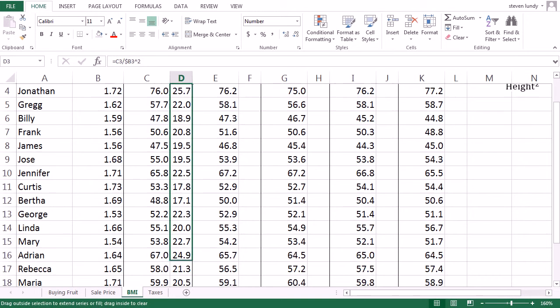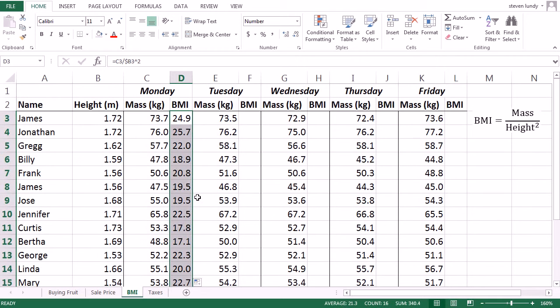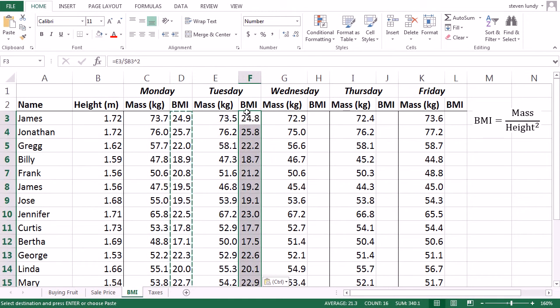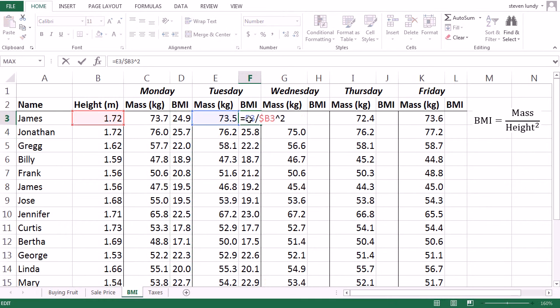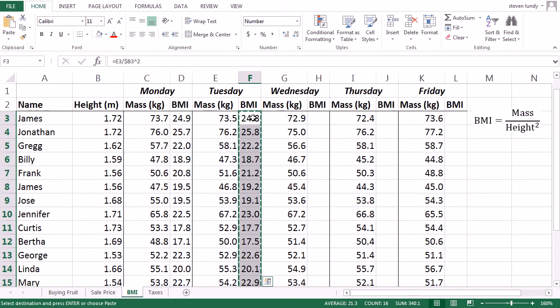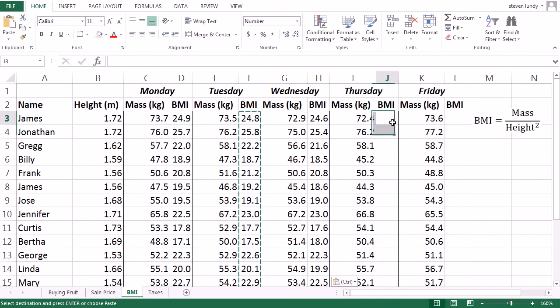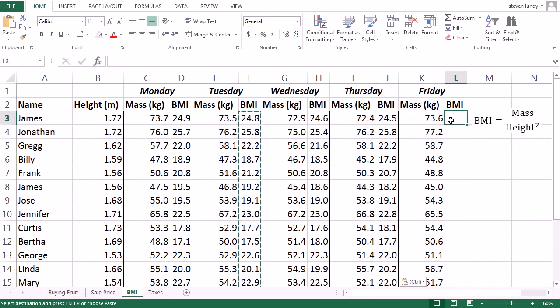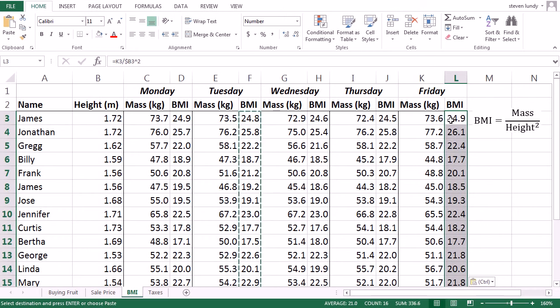Now when we drag down, it works as normal on Monday, and if we copy it into Tuesday, it still works. Notice that the formula is now E3 divided by $B3 squared. Mass divided by height squared. And if we look at the next row down, the row has changed, but the column has stayed the same. We can now copy this into the other columns and finish the assignment.